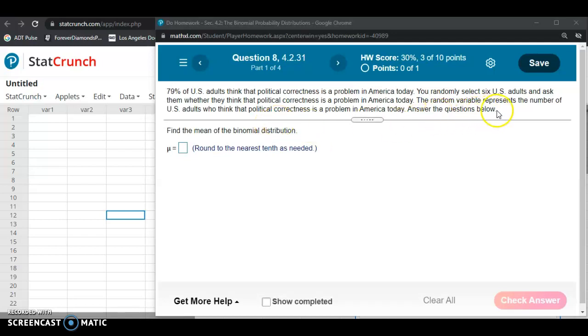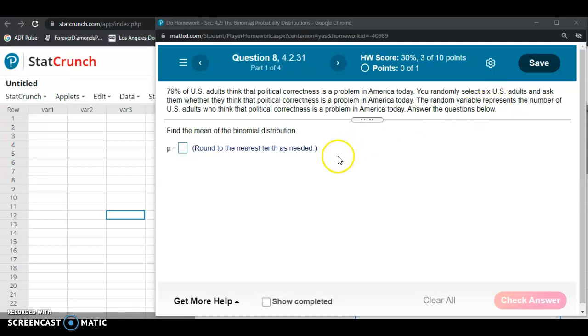Right, so the number of adults are from our sample only, not for the entire country. Okay, so since we're looking at only 6 randomly selected adults from the United States, the random variable will either be 0 or 6, or some whole number in between. Alright, we're going to answer the following questions. Okay, so the first part asks us to find the mean of this binomial distribution, so this is very clearly a binomial distribution, for the reasons we discussed earlier.